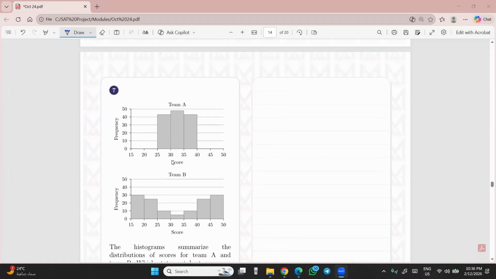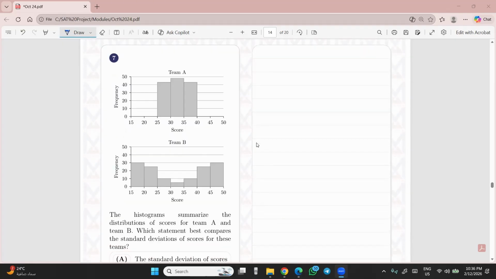If you want to compare the standard deviation, which is the only concept in the SAT, because standard deviation can be calculated, but we never need to calculate standard deviation in the SAT. We only compare. This is the only skill in the SAT when it comes to the standard deviation. So how can we differentiate? The standard deviation is how far the values are from the mean.